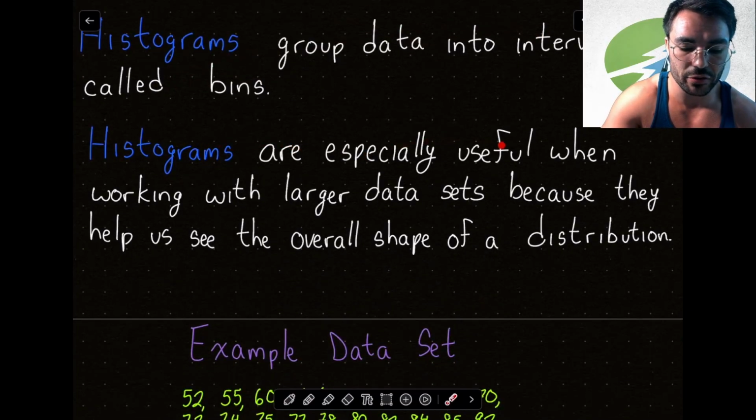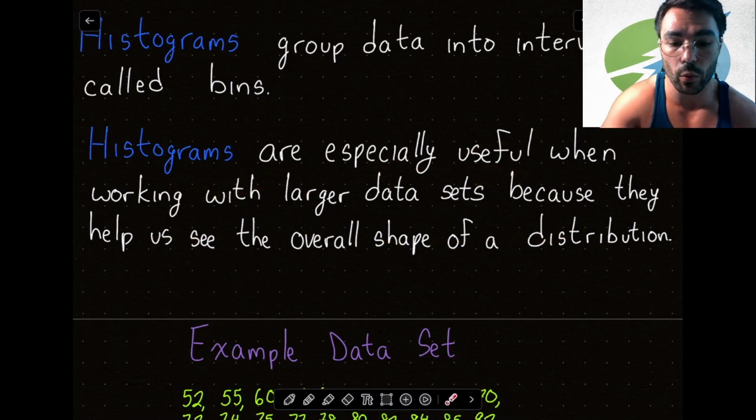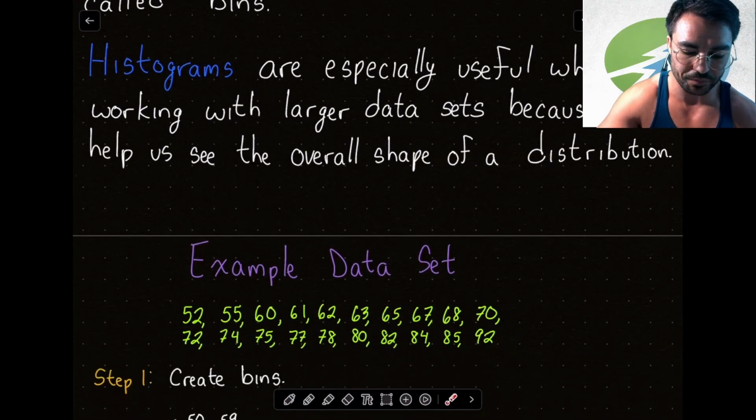Histograms are especially useful when working with larger data sets because they help us see the overall shape of a distribution. Okay, what does that mean? Well, let's take a look.